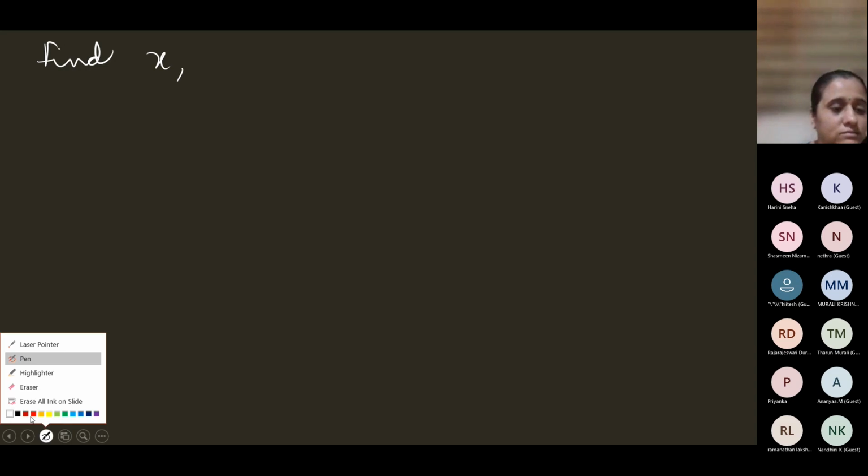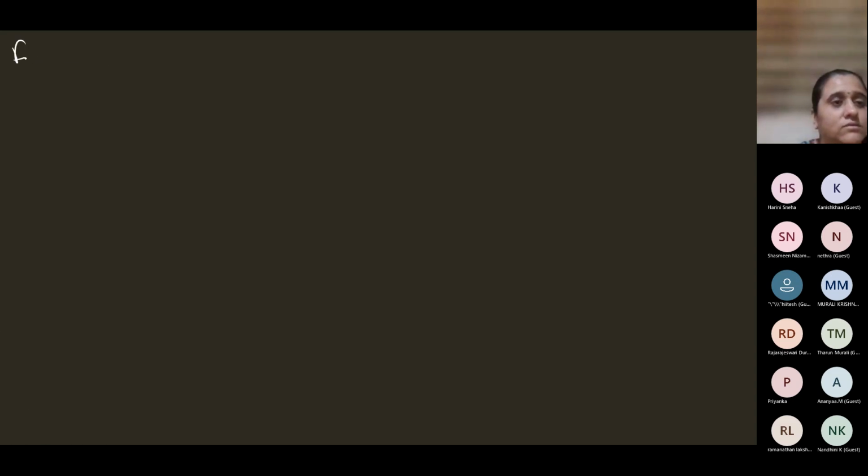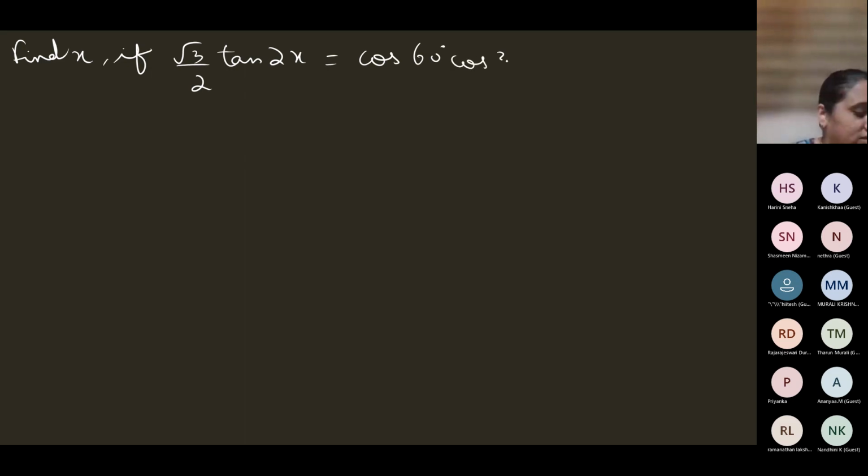So this is find x. Find the value of x, if root 3 by 2 tan 2x is equal to cos 60 degrees cos 30 degrees plus sine 60 degrees sine 30 degrees.